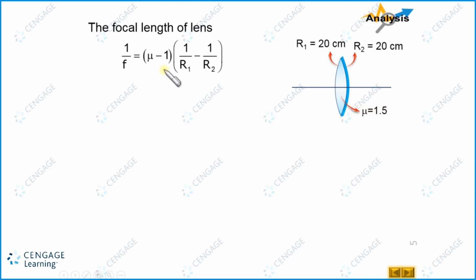Mu equal to 1.5, and r1 is the radius of curvature of the first surface. We know for this surface the center of curvature will be on the right hand side, and here rays will be incident from this side. That means the direction of the ray motion is from left to right. For calculation of the radius of curvature of this surface, we need to move from this point to this point, the center of curvature for this surface. That means we are moving from left to right, in the rightward direction. So this r1 should be with the positive sign.